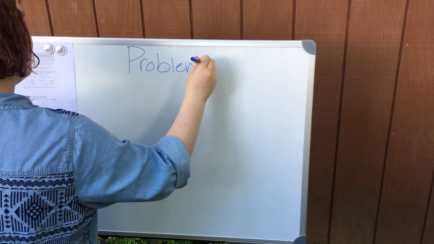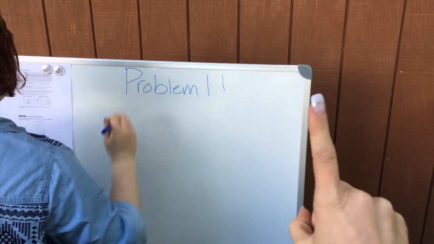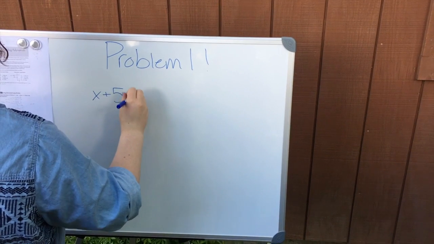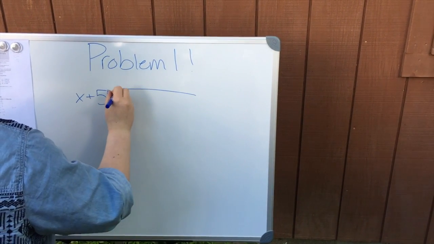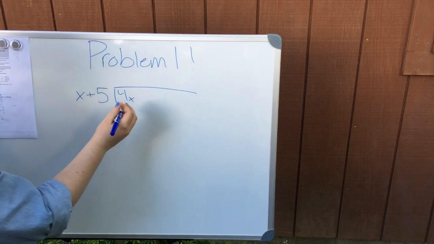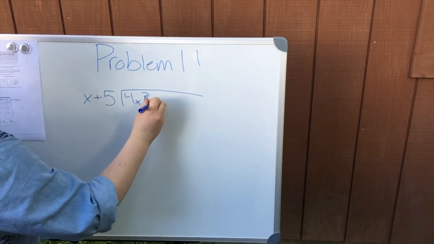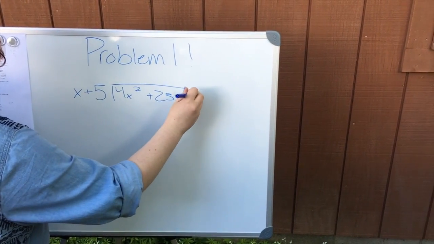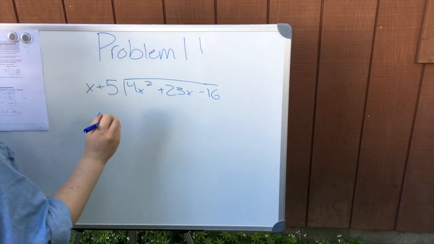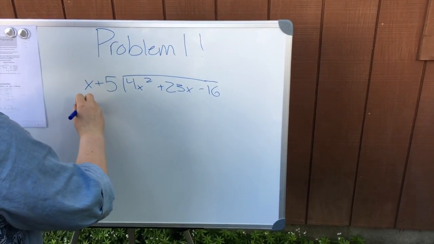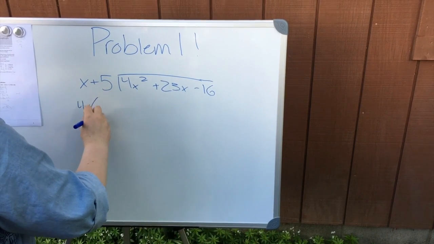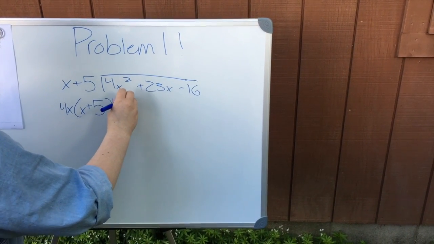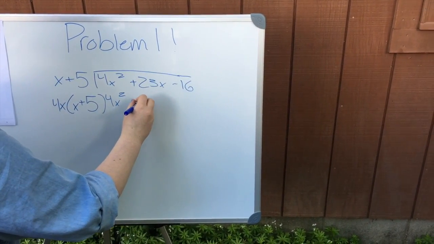Problem 1. In any polynomial long division problem, your first step will be to write the polynomial or term you are dividing by outside of the symbol and the term that you are dividing inside of the symbol, which in this case happens to be 4x squared plus 23x minus 16 divided by x plus 5. Our first step would be to find a term that would multiply x to equal 4x squared to cancel out that term, and that would be 4x.